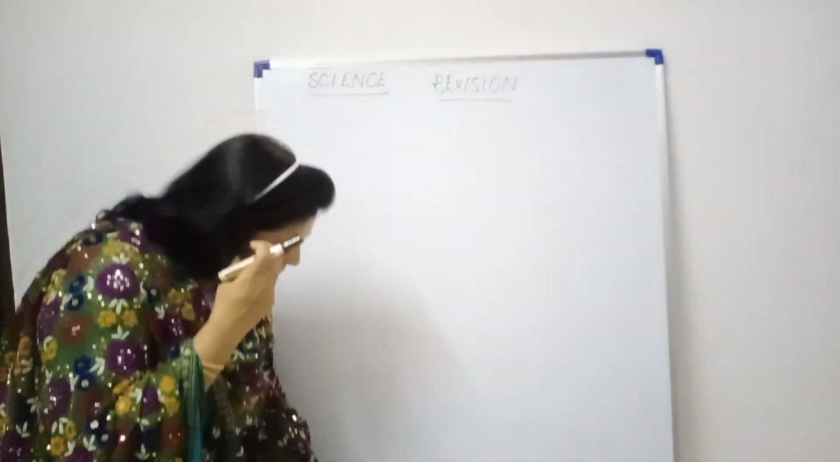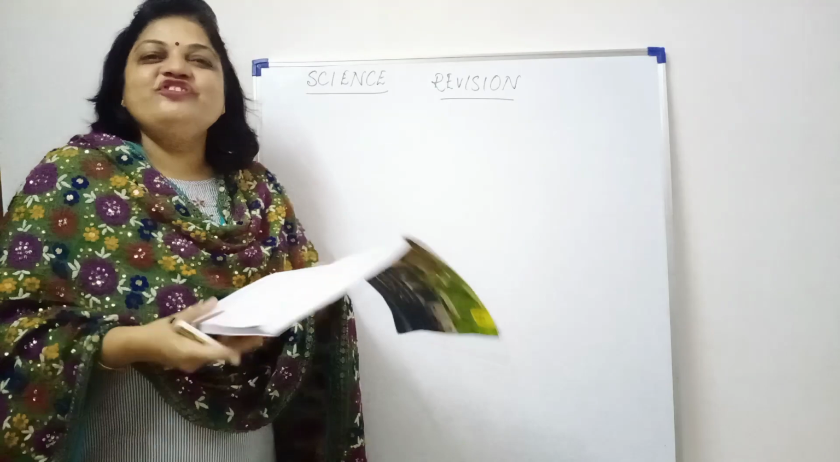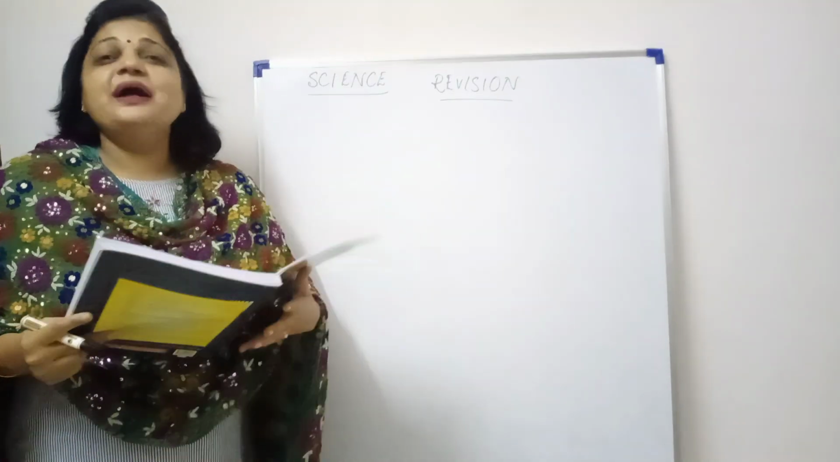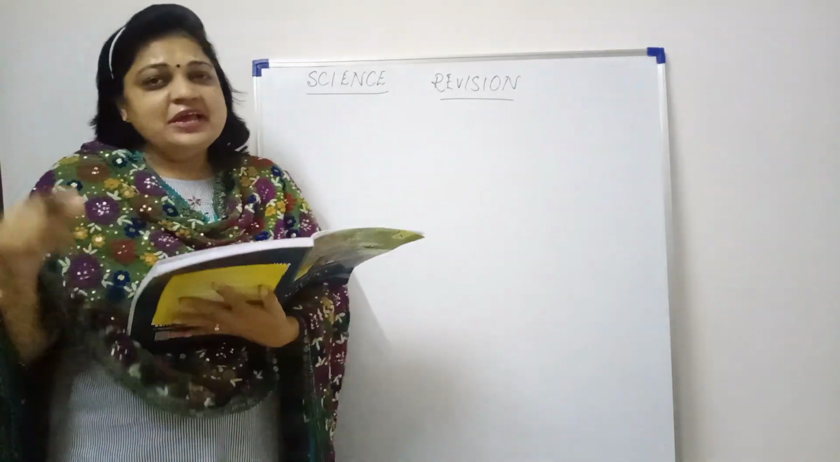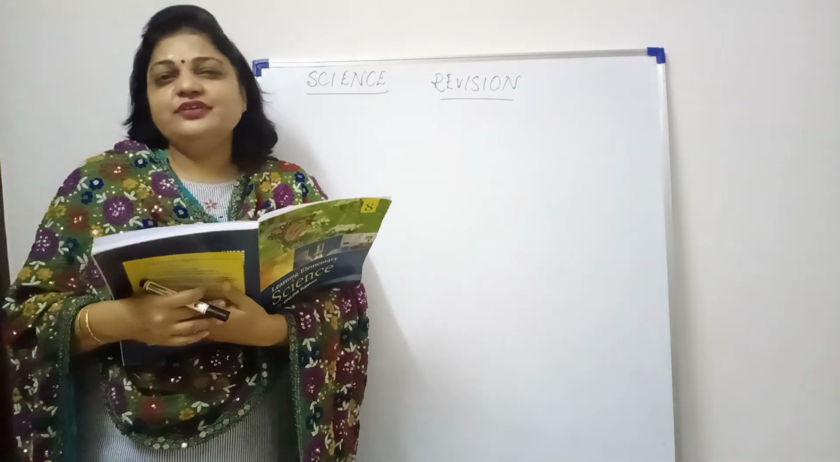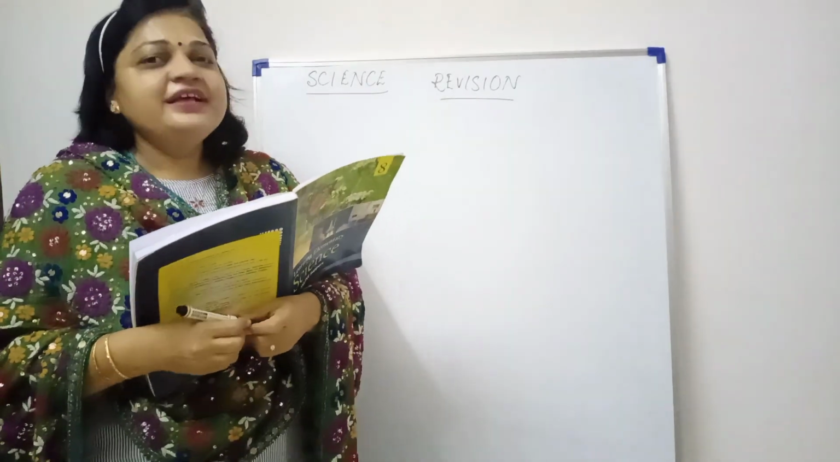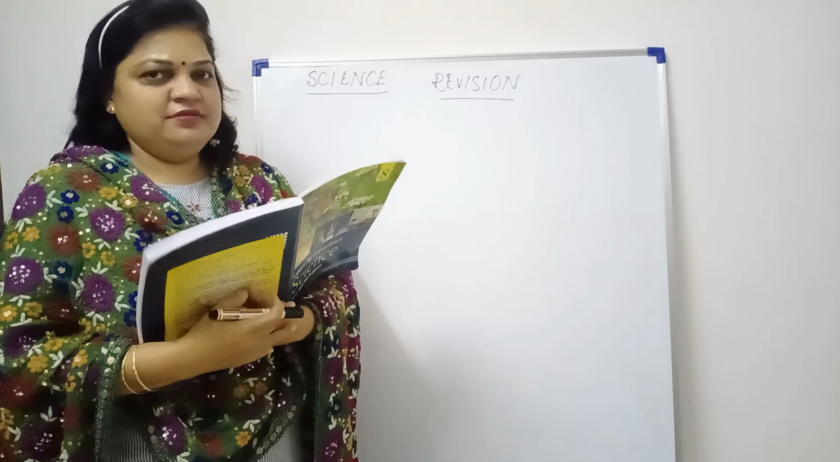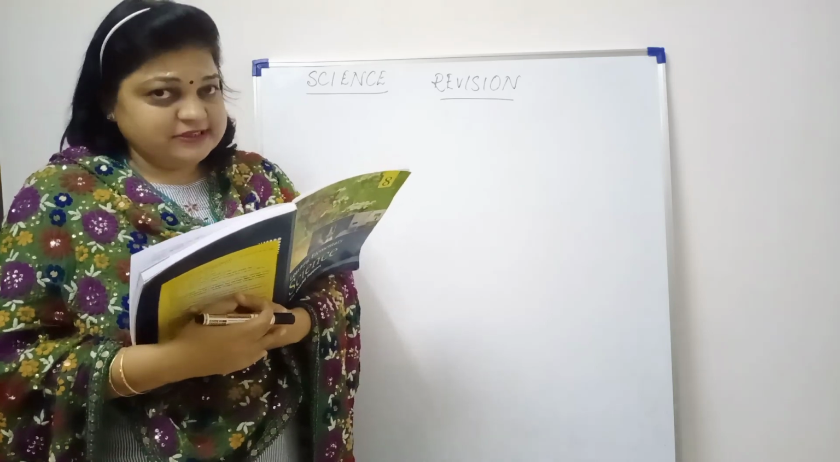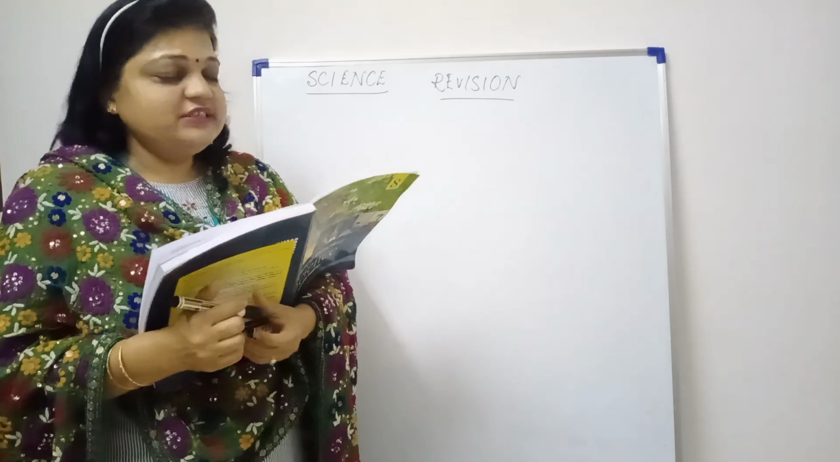Keep your books open. Open page number 10 of your book. We begin with the multiple choice question. Now, in the first question, children, you have to make some correction in the question itself, right? They have given you 4 substances, name of substances, out of which one is not correct.